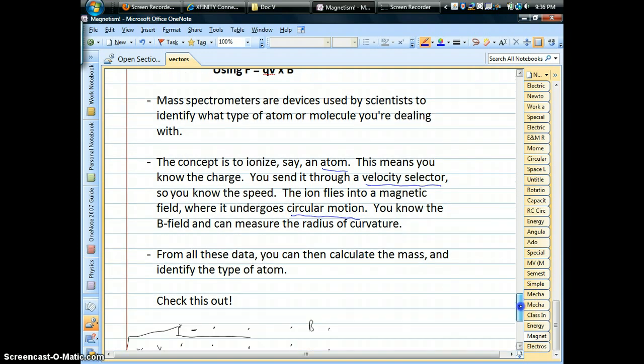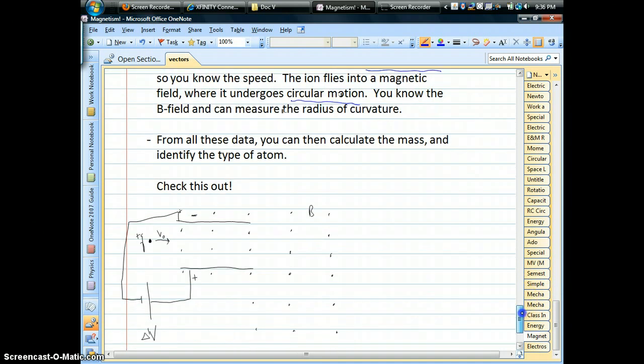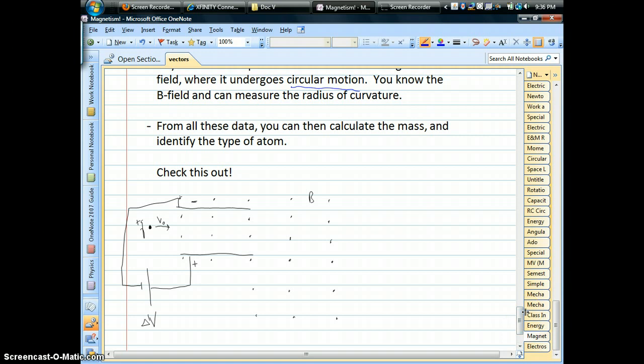And nowadays, with fancy electronics and these devices, we can measure the radius of curvature pretty accurately as well, and we'll figure out how you can determine the mass of that particular atom, that ion that came flying into your device. So a very crude sketch, as you can see.